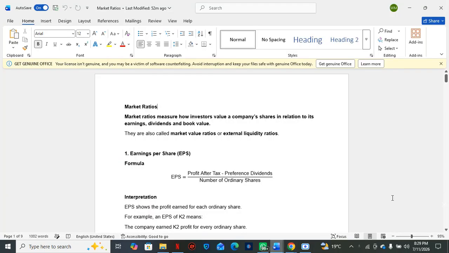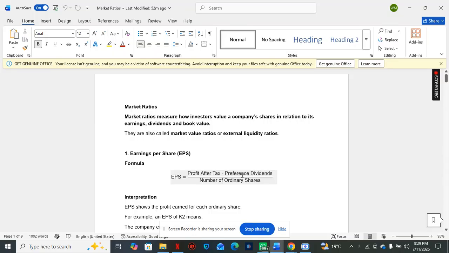All right. So we're looking at market ratios, which measure how investors value a company's shares in relation to the earnings, dividends, and the book value. We're going to start with the first market ratio, which is earnings per share. Basically, earnings per share is saying from the total profit that you've made, how much can each shareholder get?